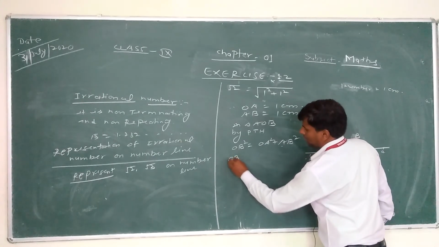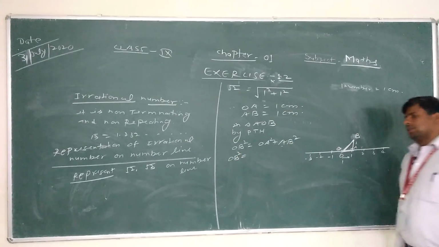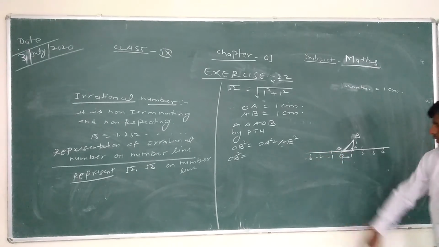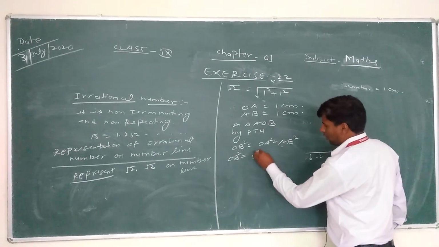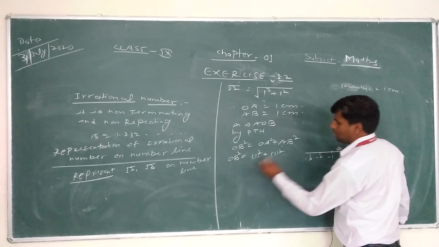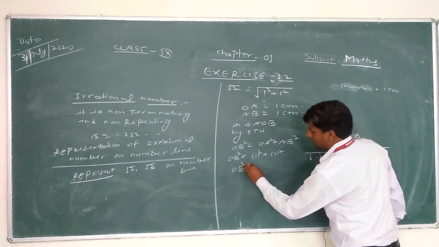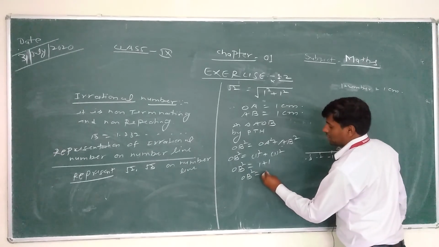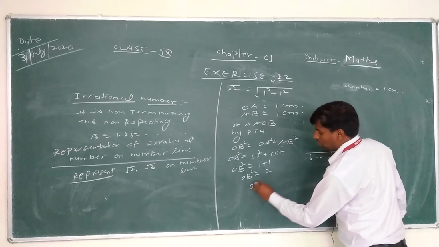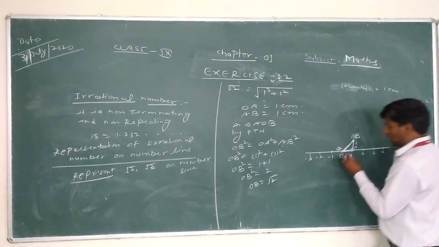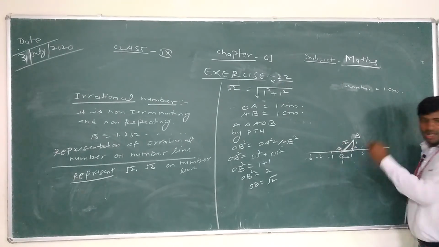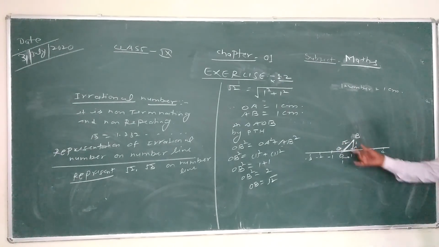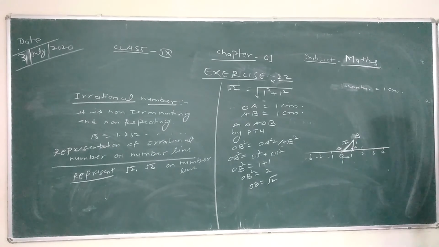So students of 9th class, see here, then OB square. What is the OA? OA is given 1 square. AB is given 1 square. So OB square equal to 1 plus 1. That is OB square equal to 2. So OB equal to root of 2. What is value of OB? OB can be represented root of 2.